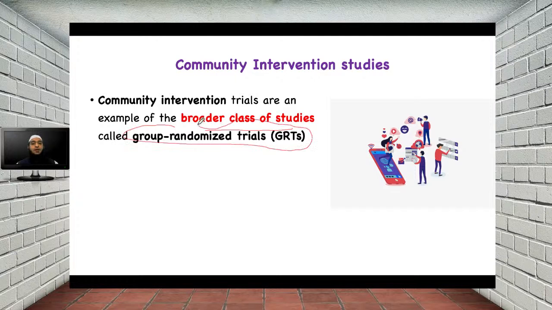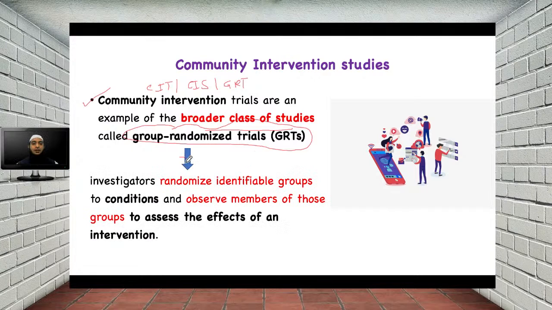So don't get confused. Sometimes in the exam it comes as community interventional trial, also called CIT, or community interventional study, called CIS, or it is also called GRT because you are conducting this study in a particular group, that is, the group randomized trial. So these are all the same term. So what we are doing in such a study, the investigator randomly identifies a certain set of groups. Now what could be a certain set of groups?